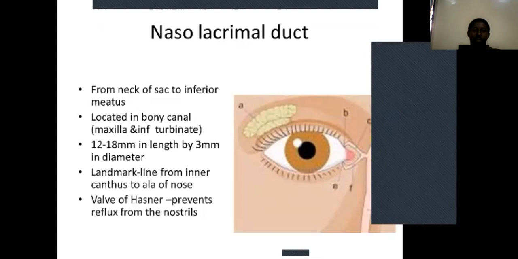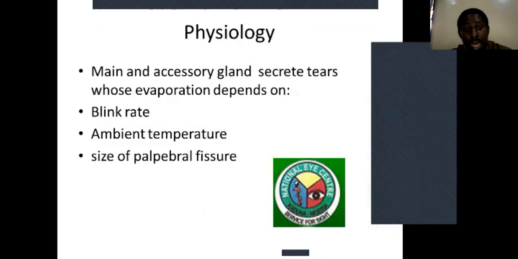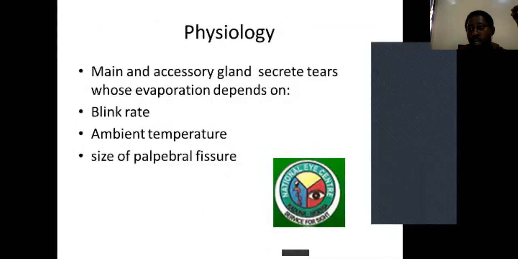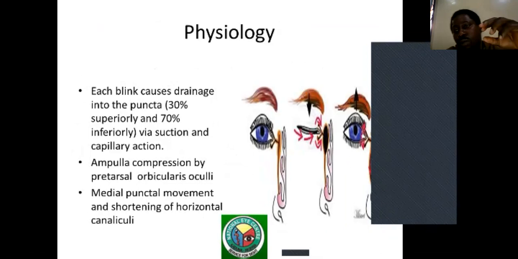The main and accessory glands secrete tears whose evaporation will depend on the blink rate of the eye, the ambient temperature of the environment, and then the size of the palpebral fissure. Now, with each blink, the drainage mechanism is set up. Superiorly, about 30% of tear film is drained, and inferiorly, 70% is drained via suction and capillary action. It's also noted that gravity aids in this action as well.